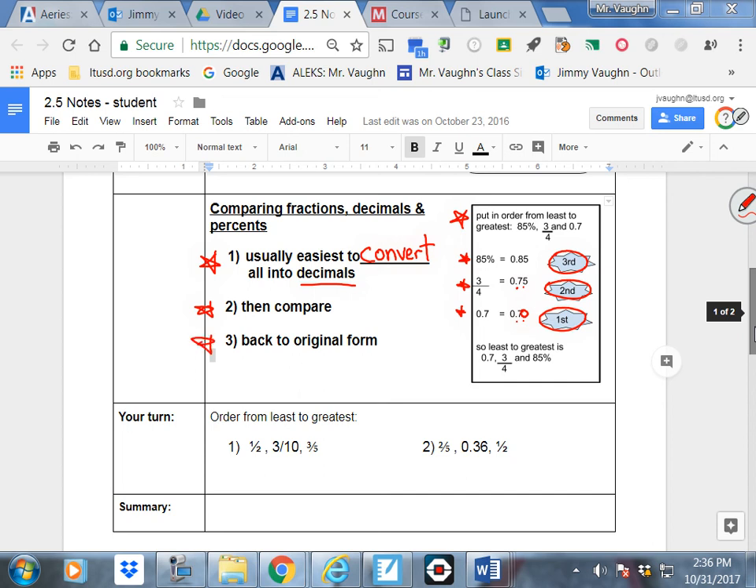Then, convert it back to original form. So don't give an answer in decimal form. Switch it back to the original form over here. So 0.7, then 3/4, and then 85% is least to greatest.